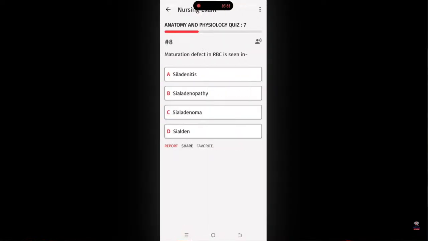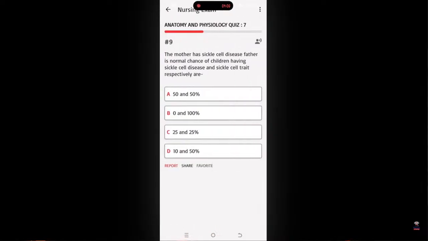Maturation defect in RBC is seen in A. Silidenitis. B. Sialadenopathy. C. Sialadenoma. D. Sialden. Correct answer.